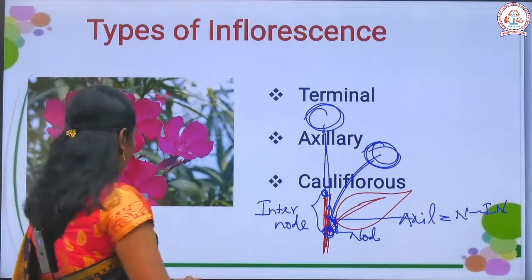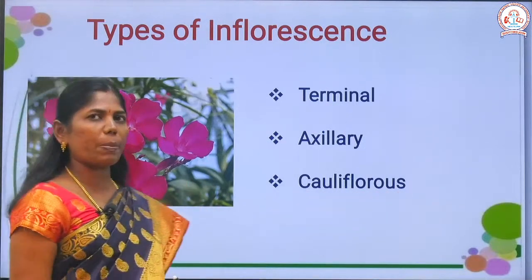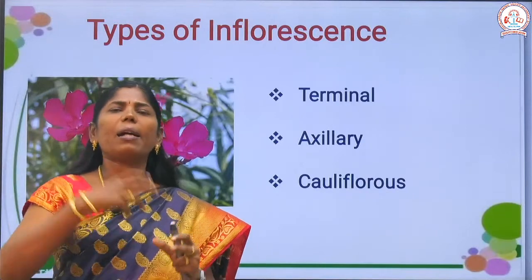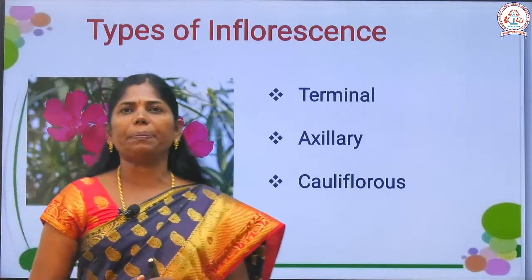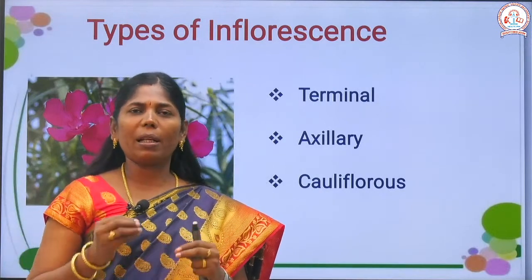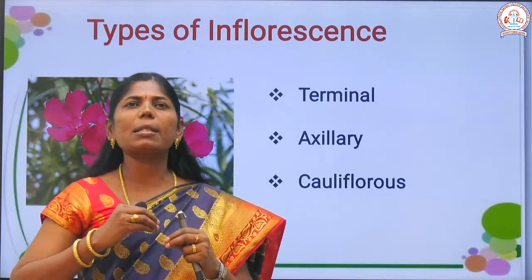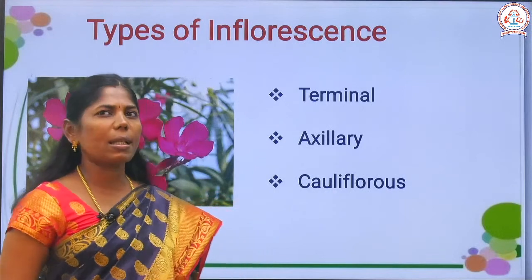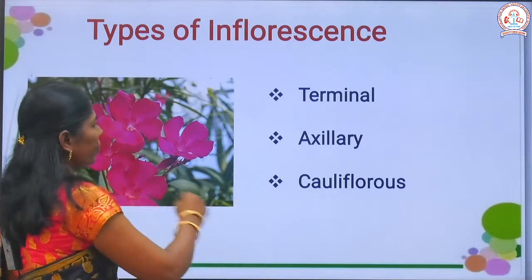Okay. So, what is cauliflorous? Cauliflorous means the flowers are directly arranged on the stem. That is cauliflorous. They are directly arranged on the stem. They will not arrange on the branches. So, that is cauliflorous.